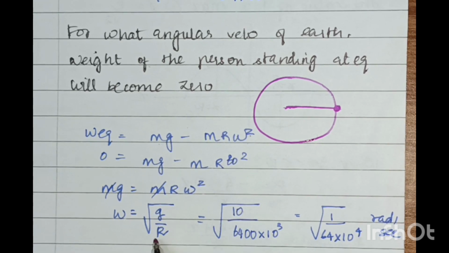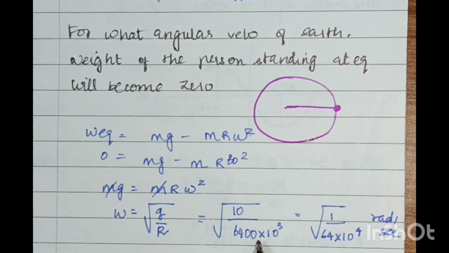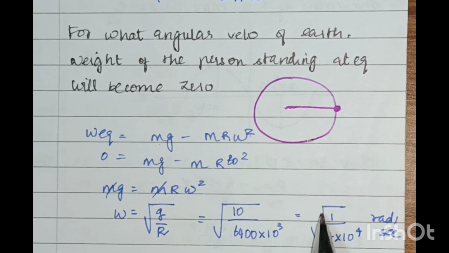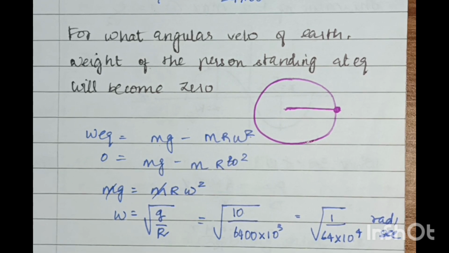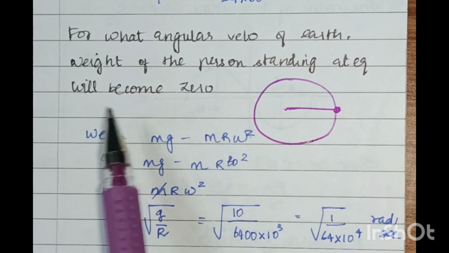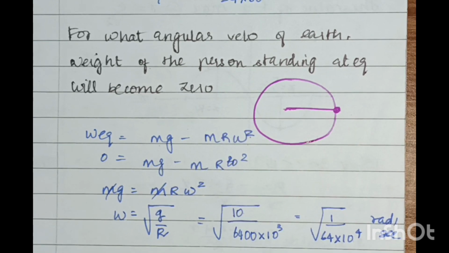What is the value of g? That is 10. What is the radius of the earth? That is apparently 6400 kilometers, which is 6400 into 10 cube meters. So omega equals under root 1 by 64 into 10 power 4 radians per second. This is the angular velocity of the earth needed to satisfy the question, that is, the person at the equator will feel 0 weight.